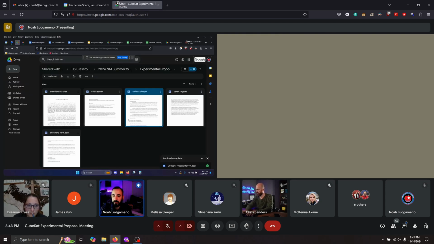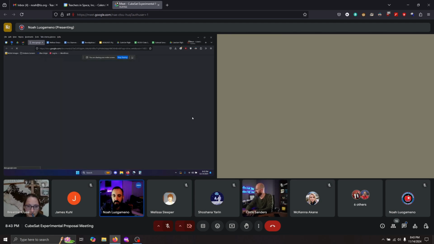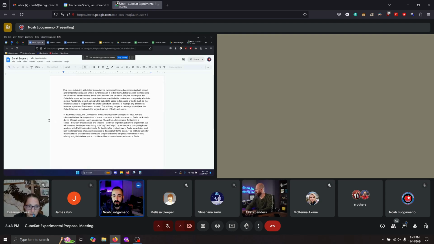All right, let's take a look at another. So this class is building a CubeSat to conduct an experiment focused on measuring both speed and temperature in space. Interesting. So they want to test the CubeSat speed by measuring the distance it travels and the time it takes to cover that distance. Compare the CubeSat speed as it moves upward and downward to better understand how gravity affects its motion. Yeah, this is great. Your students will learn something.